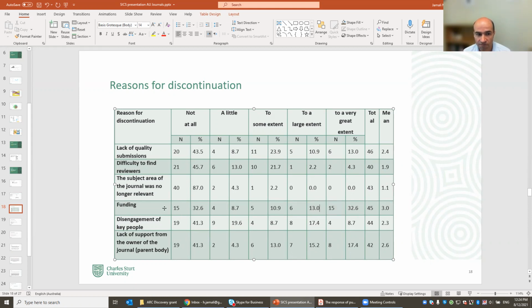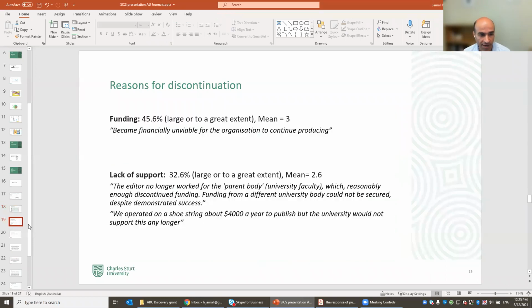The second top reason was lack of support, which is again related to the funding. And I have some more information. So these are some comments from the editors when they answered that question. Funding was 45.6%, they said large to a great extent. And they said it became financially unviable for the organization to continue producing. Lack of support, you can see comments like, we operated on a shoestring, about $4,000 a year to publish, but the university would not support this any longer, and so on.